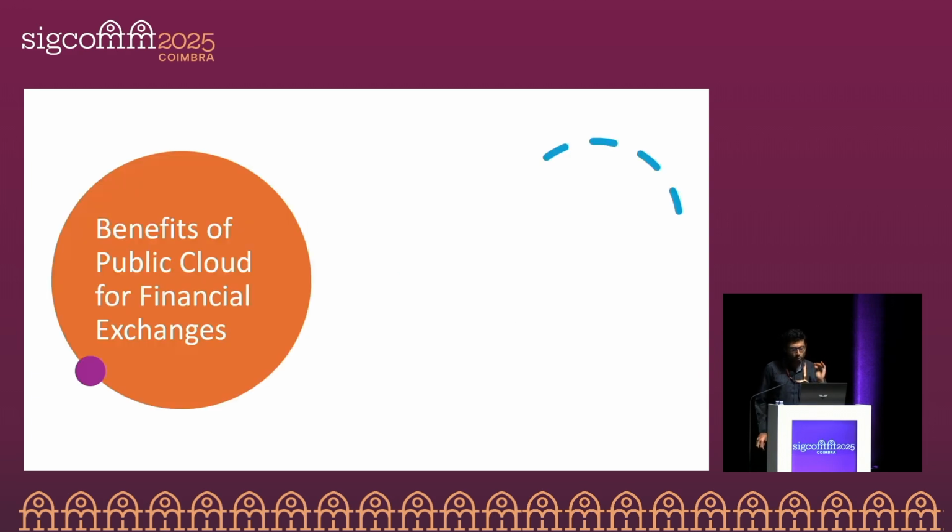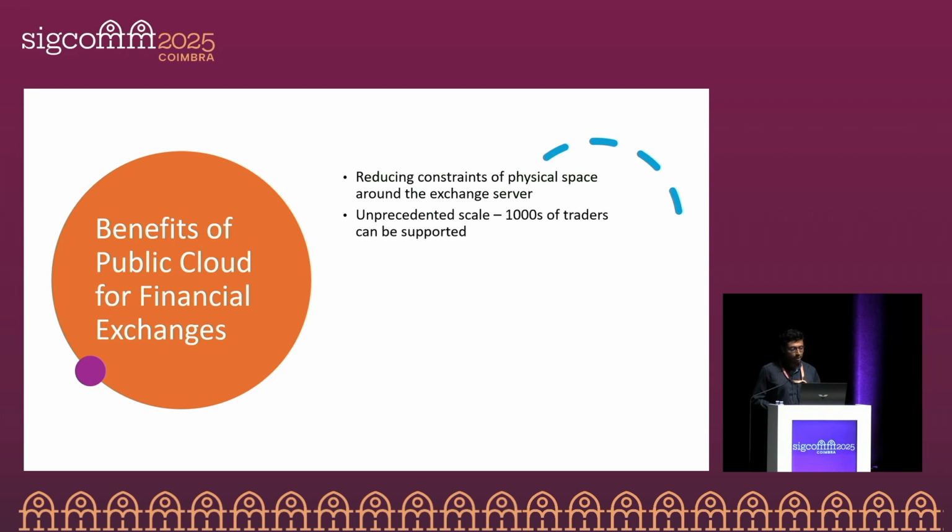When you move into a public cloud, there are many benefits that come. Notably, you can move away from this constraint of fighting for limited physical space around the exchange server. And you can inherit the scale benefits of the cloud by having potentially thousands of traders who can all rent their virtual machines on this cloud. To launch a new financial exchange or become a participant in one, you just need to rent a VM, or as an exchange server, you just need to rent a few VMs perhaps, and that can allow you to establish a new financial exchange.